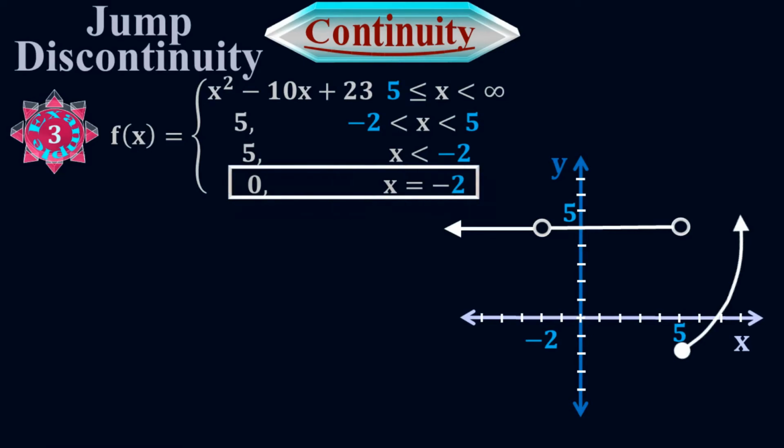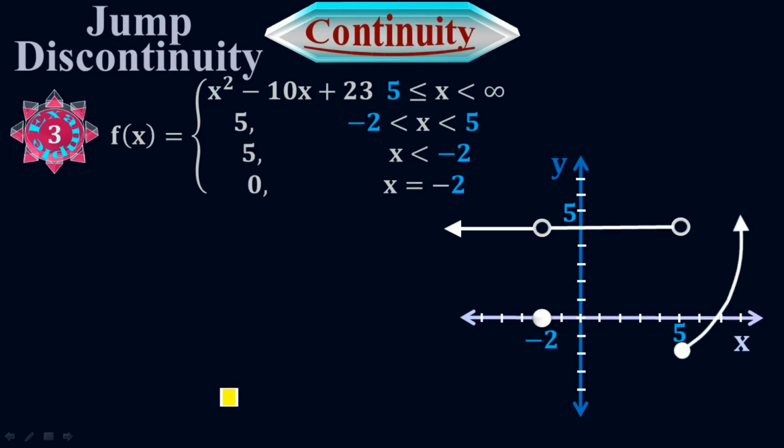My third piece is 0, so the graph of this piece will be here. 0 means 0 along the y-axis. It is a constant. Either an empty circle or a filled-in circle depends on this location point. So 0 means here 0 along the y-axis. But x equals -2, which means that -2 has been included. Therefore, I have a filled-in circle here.